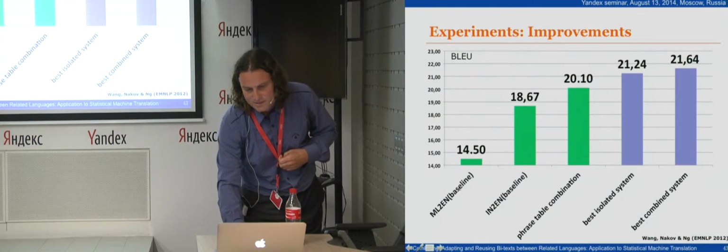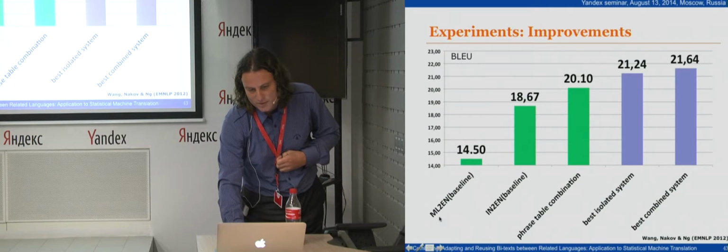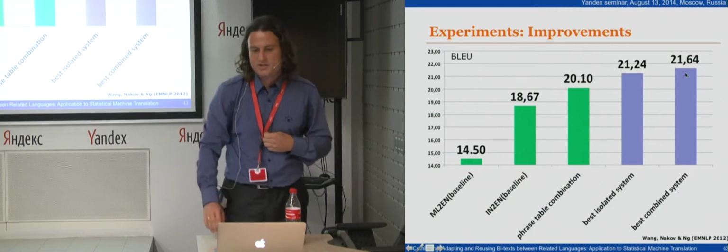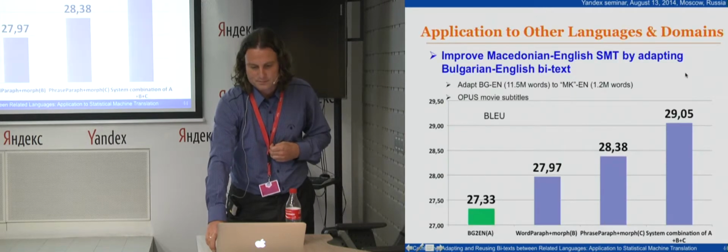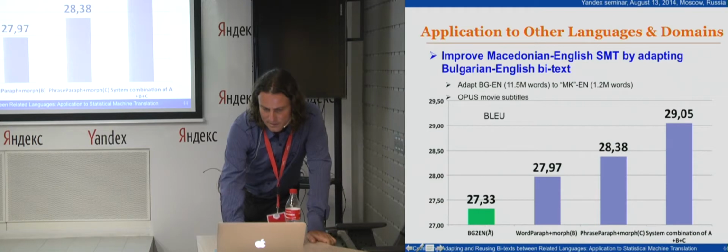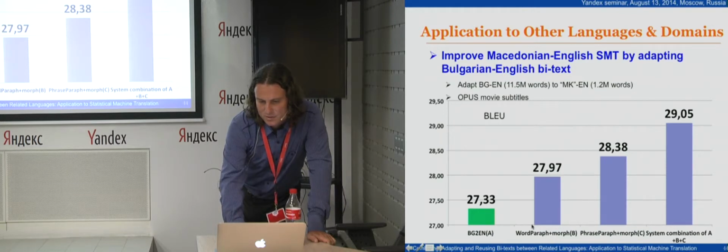So this is kind of a summary of the method. You start, here's what you get with Malay English, with Indonesian English. This is if you combine those two together, this is what you get. And this is also if you do adaptation, you get a little bit further. And here I have similar results for Macedonian English translation using Bulgarian to get a little bit better.